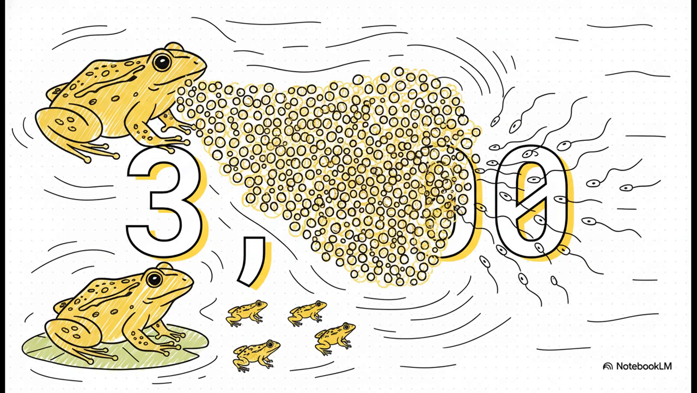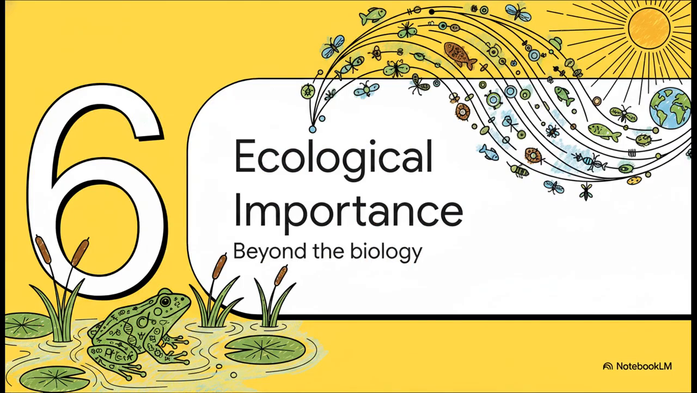Just look at this number, 2,500 to 3,000. That is the staggering volume of ova a single mature female frog can lay in the water at one time. Because frogs rely on external fertilization, meaning the sperm and egg meet out in the open water rather than inside the body, they really have to play an intense numbers game. They lay thousands of eggs just to ensure enough of them survive the harsh aquatic environment to actually produce the next generation. Section 6. Ecological importance.